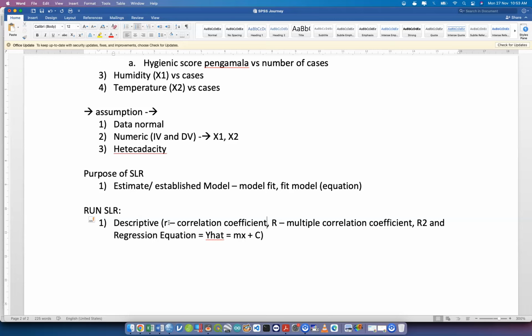But when you talk about the small r, it is a correlation coefficient meant for Pearson product moment correlation. Okay? This one I delete, just do not want to make you confused. This is the first step. You must know what is the value of the R.